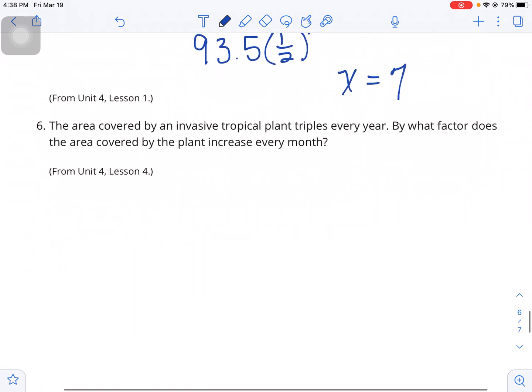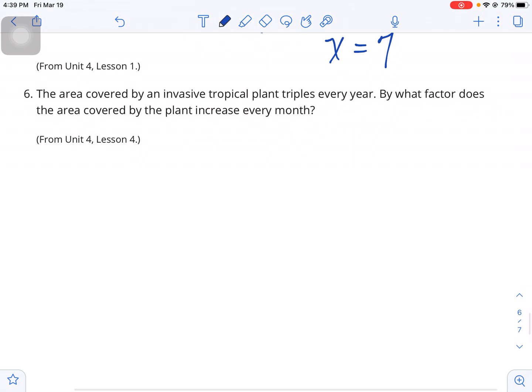Number 6, the area covered by an invasive tropical plant triples every year. By what factor does the area covered by the plant increase every month? So if it triples every year, your multiplier is 3, but then we have to remember that there's 12 months in a year, so it would be 3 to the 1/12th power, or the 12th root of 3. That would be your factor every month then.